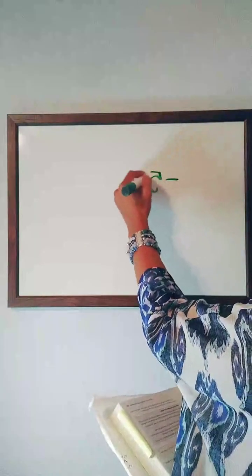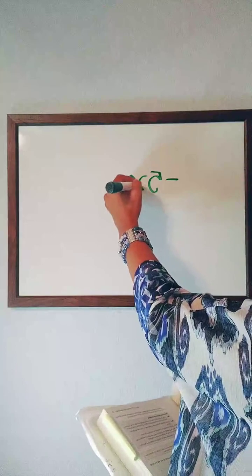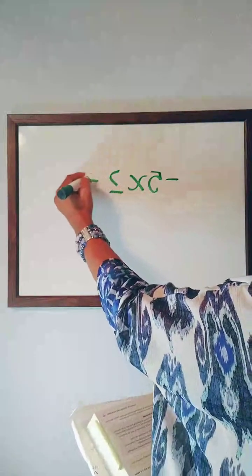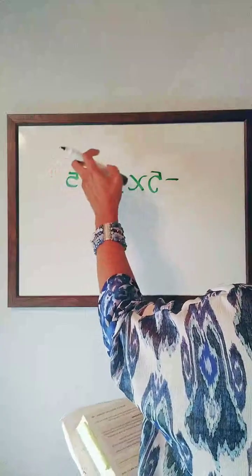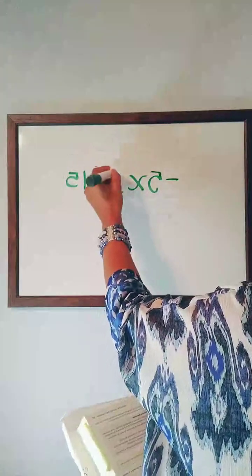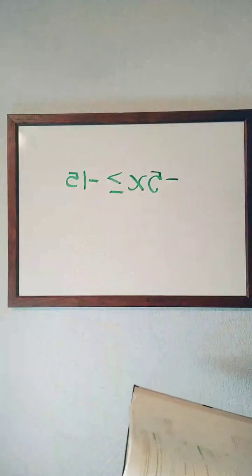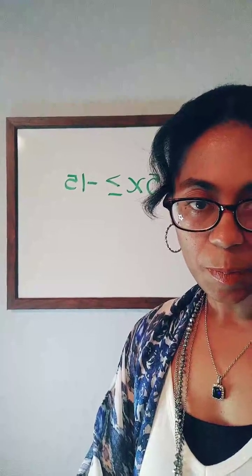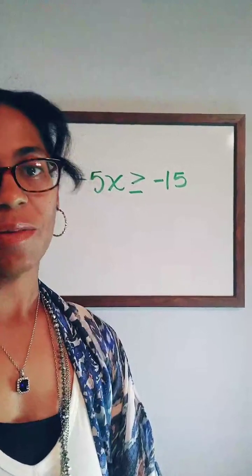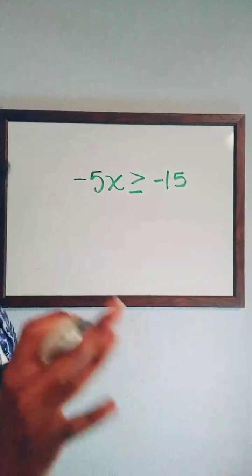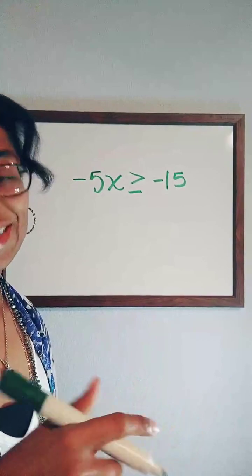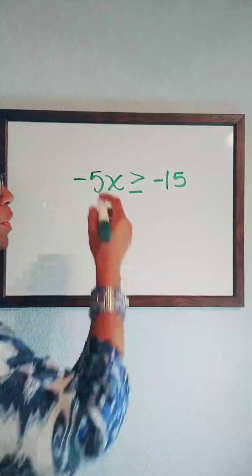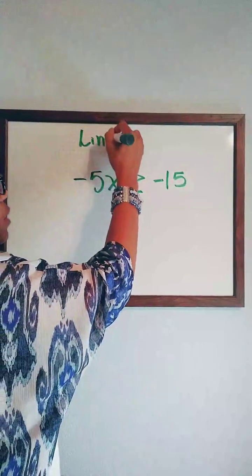So we'll do negative 5x is greater than or equal to negative 15. Okay, so we'll start with that one first. Linear inequalities. Oh, let me turn the camera around. Hold on, my bad. Okay, there we go. So everybody wanted to go over, I turned it around. We're doing linear inequalities.